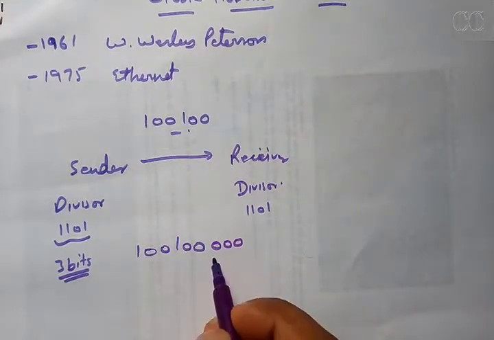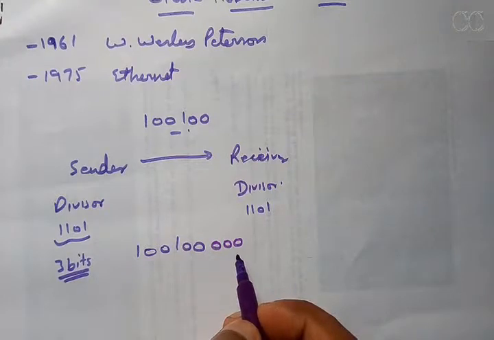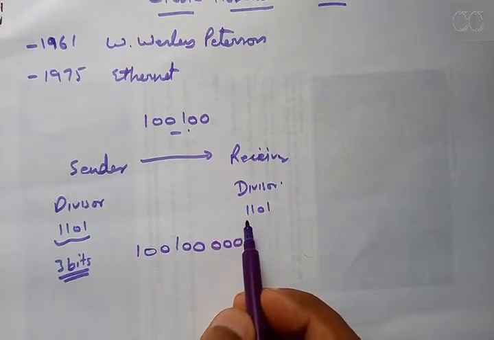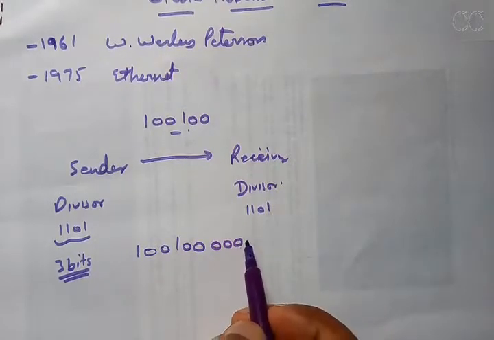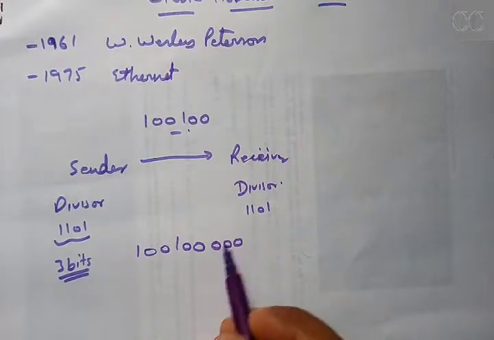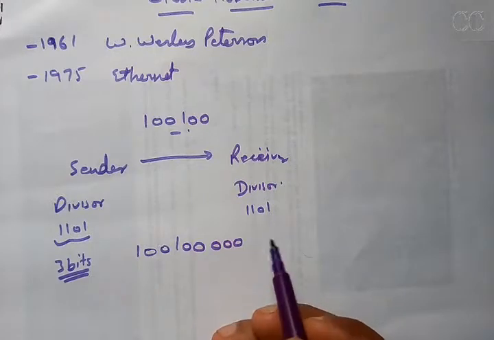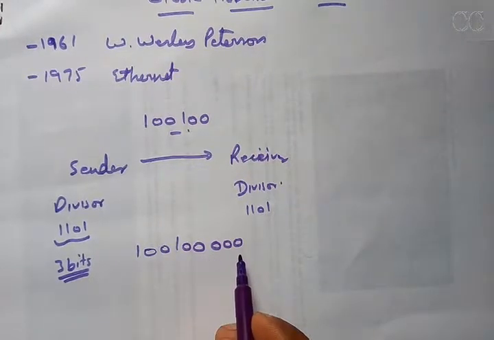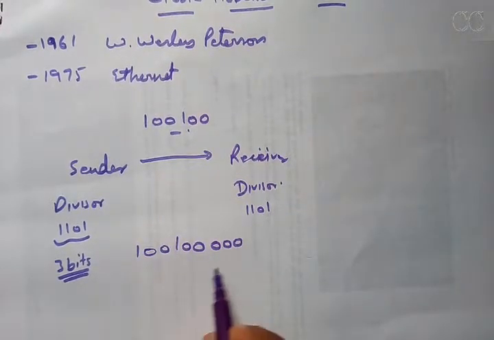We took 3 zeros here because our divisor had 4 bits. If our divisor had 5 bits, we'd take 4 zeros. So it will always be one less than the number of bits of the divisor, and it will always be 0, we can't take 1. So this is the manipulated data that we have added along with our main data.